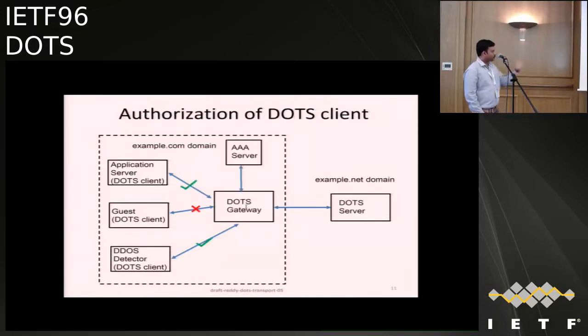In this example, we have also shown that authorization is mandated to make sure you don't want anyone to go and request mitigation. For example, in this case, only an application server is authorized to request DDoS mitigation. A DDoS detector that the enterprise network would have deployed may be permitted to request DDoS mitigation, but a guest who is just authenticated to access resources within the enterprise network may not be authorized. So the DOTS gateway is going to talk to the AAA server, as an example, and allow only the application server and the DDoS detector to request DDoS mitigation, but not the guest user.